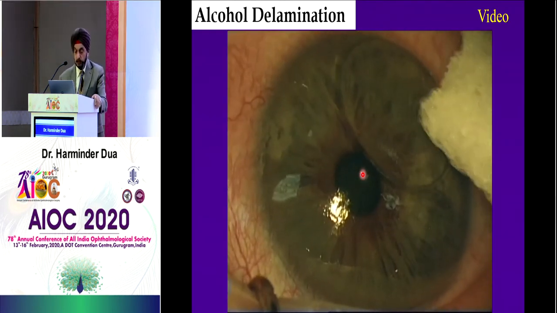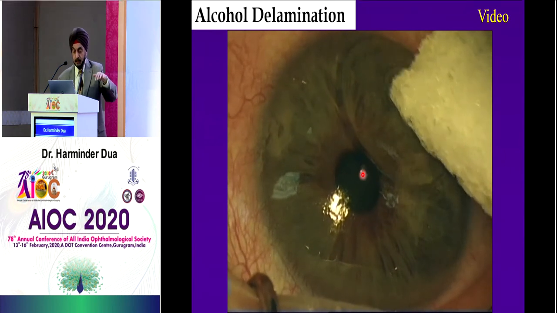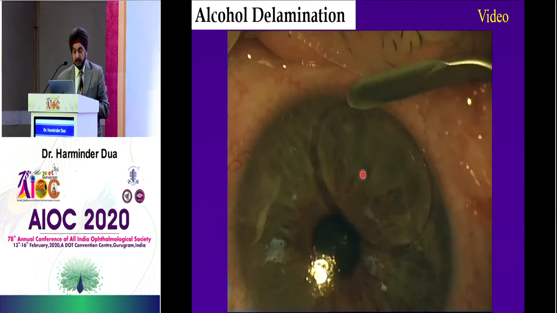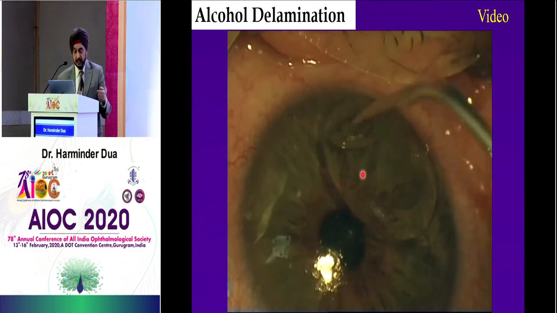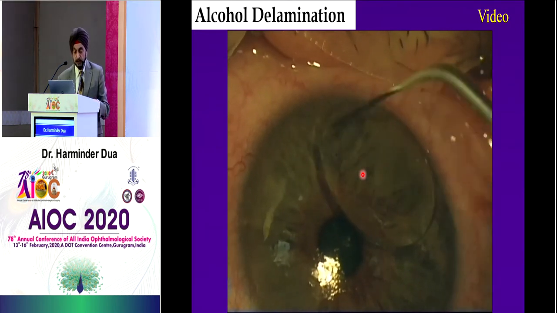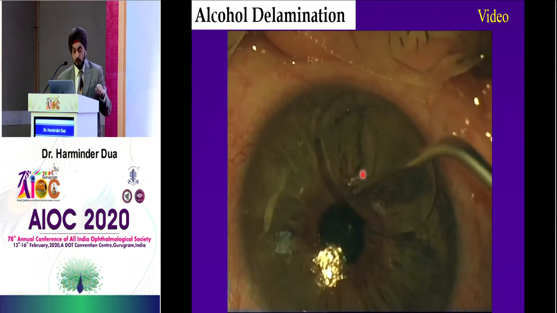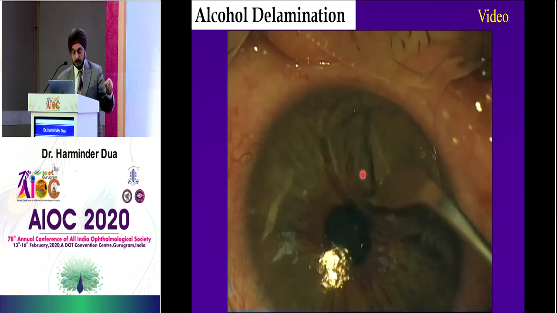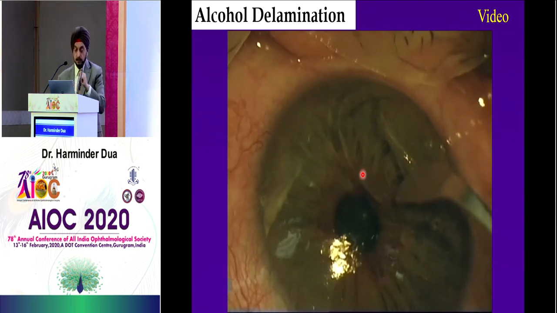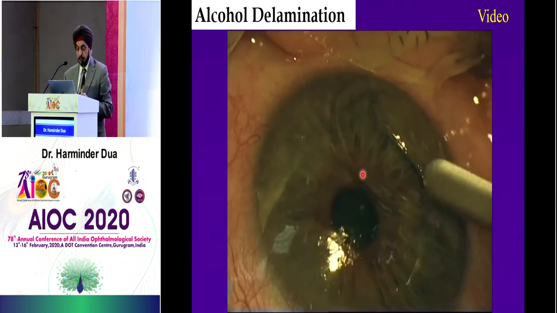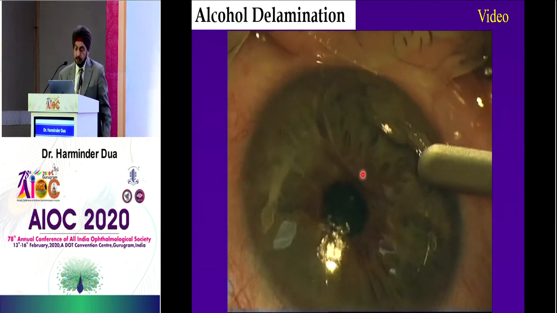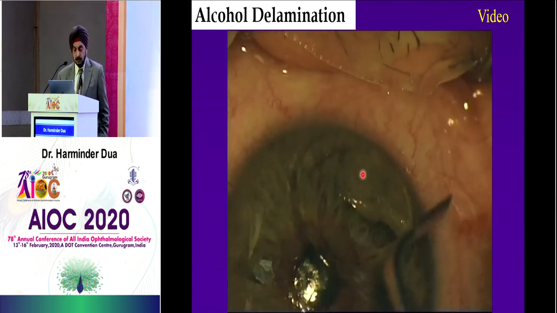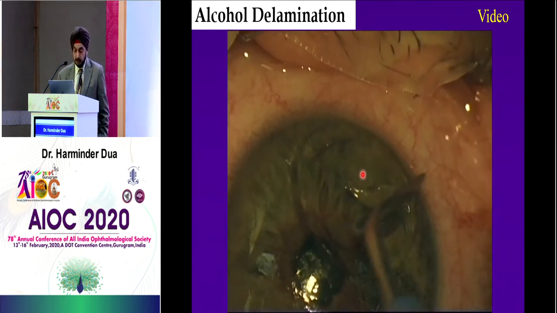And now you can see how loose the epithelium is. It's wrinkling, just to demonstrate that. And then you take any instrument, a dry swab, a crescent blade, a hockey stick, anything, and you can gently peel off the entire epithelium, almost like an epithelio-rexis. It'll come along the circumference of that mark that you have made. And you can take it out, then you wash it, wipe the bed a bit, put some BSS and a bandage contact lens with some antibiotic drops.